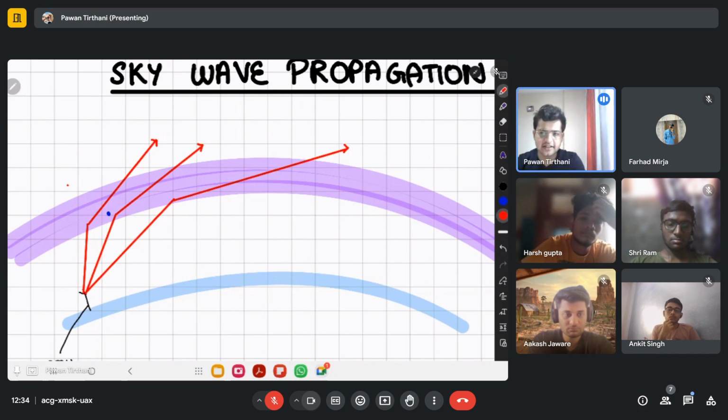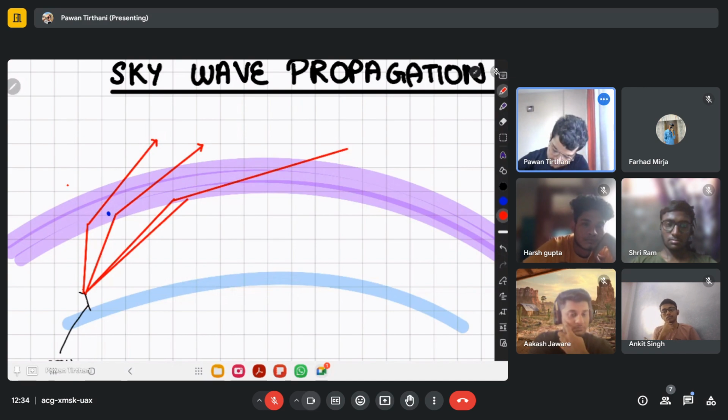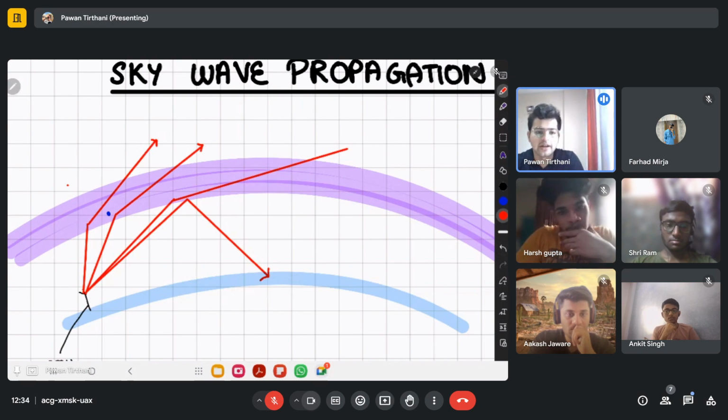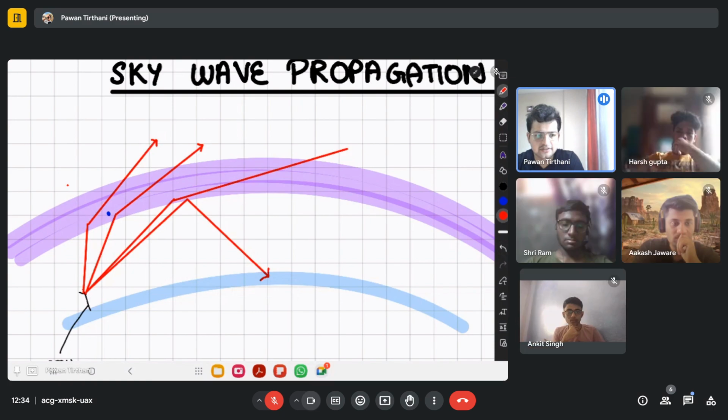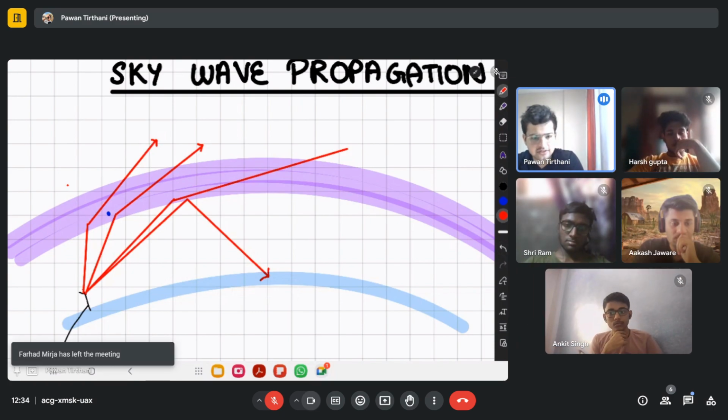After a certain angle, called the critical angle of incidence, just after that angle, what will happen? It is going to get reflected back. Why? Total internal reflection. We'll wait for Farhad to rejoin.